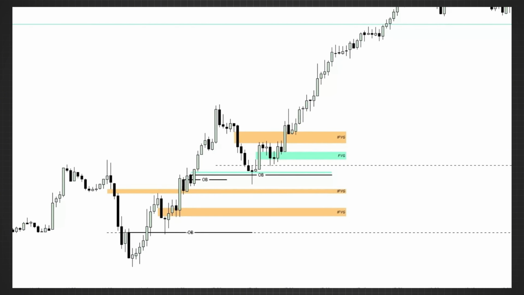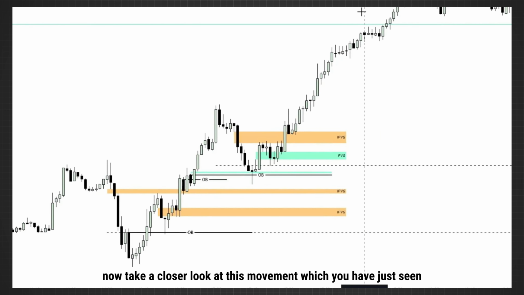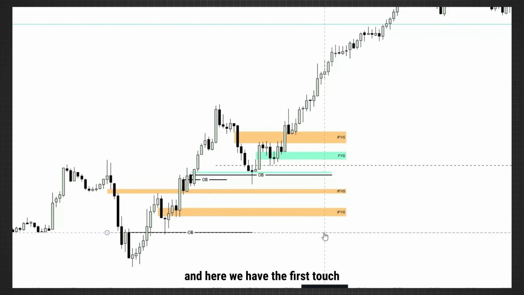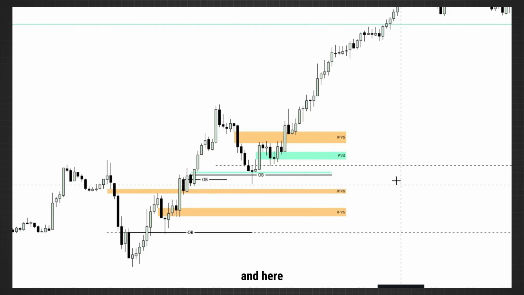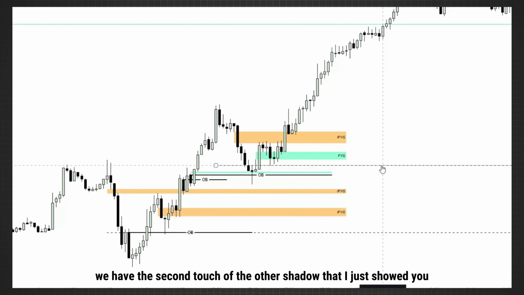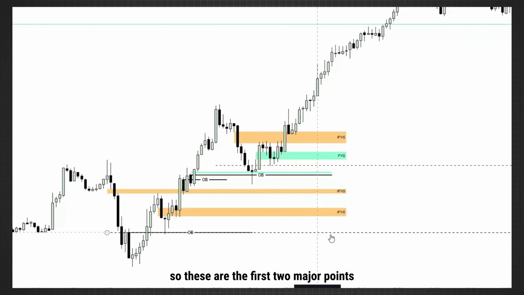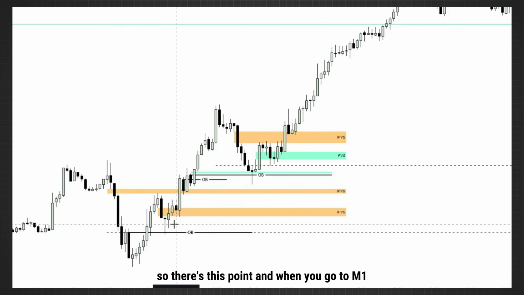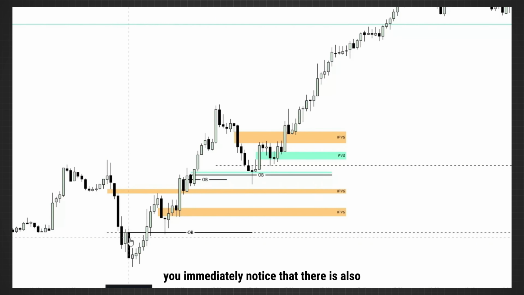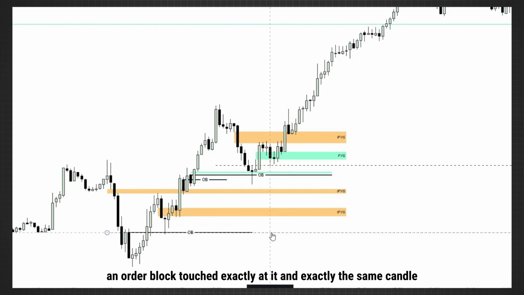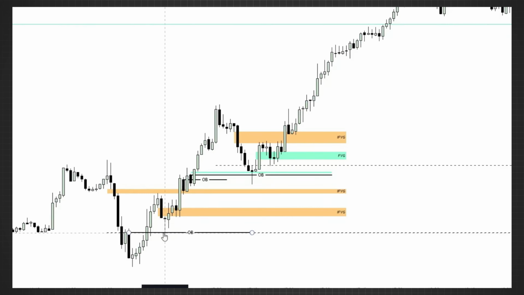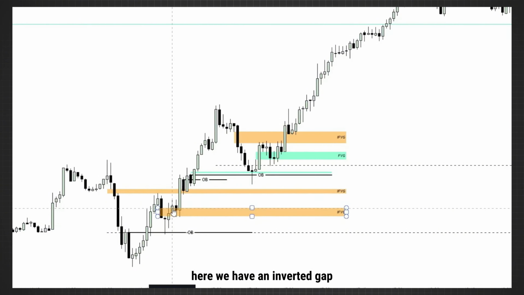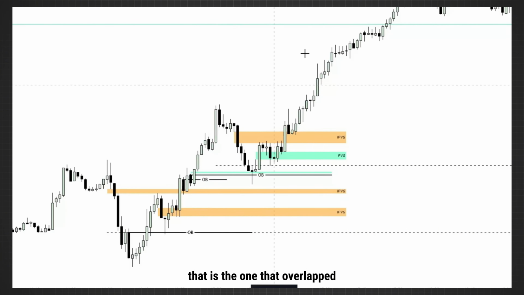Now look further. Take a closer look at this movement, which you have just seen. So the main target is liquidity above. And here we have the first touch, the middle of that shadow that I just showed you, and here we have the second touch of the other shadow that I just showed you. So these are the first 2 major points. Look at the reaction here. And when you go to M1, you immediately notice that there is also an order block, touched exactly at it and exactly the same candle. Let's say you'd be afraid, yes, you'd think there's a downward movement. Here we have an inverted gap, that is, the one that overlapped.